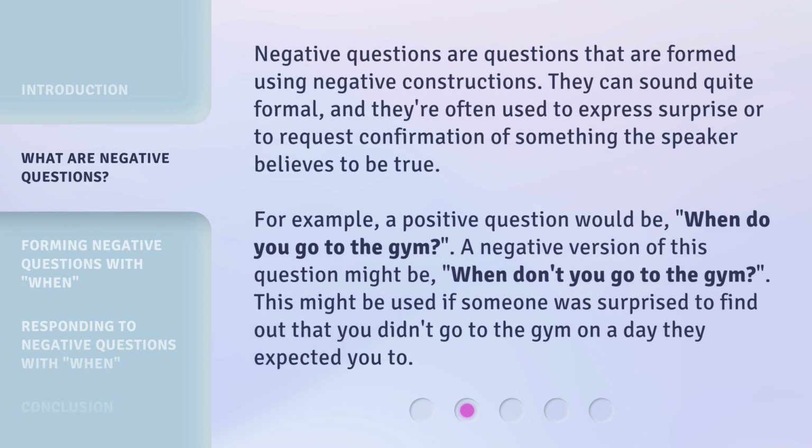Negative questions are questions that are formed using negative constructions. They can sound quite formal, and they're often used to express surprise or to request confirmation of something the speaker believes to be true. For example, a positive question would be, "When do you go to the gym?" A negative version of this question might be, "When don't you go to the gym?" This might be used if someone was surprised to find out that you didn't go to the gym on a day they expected you to.